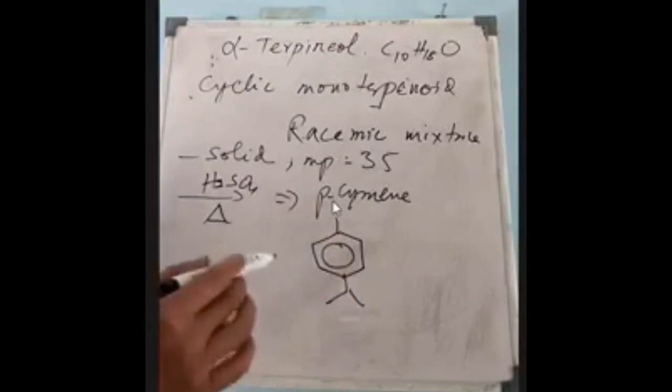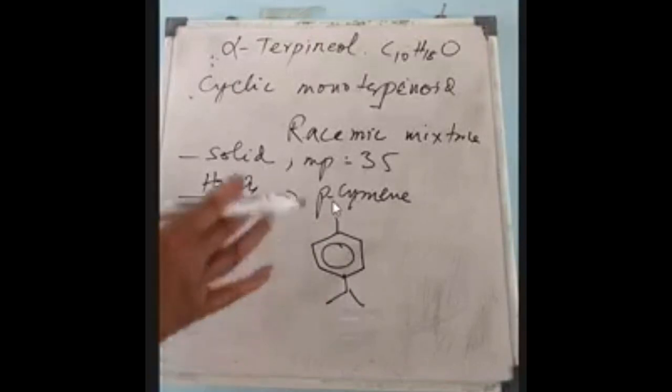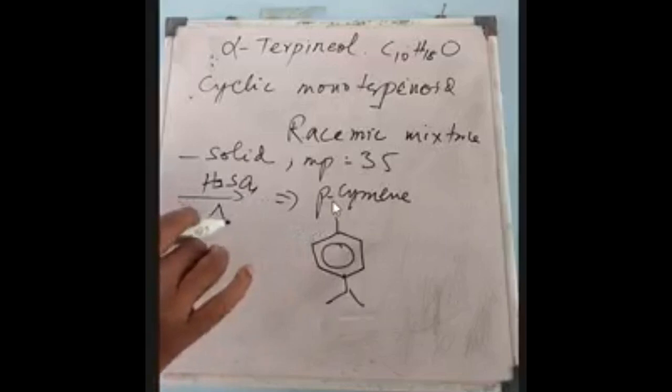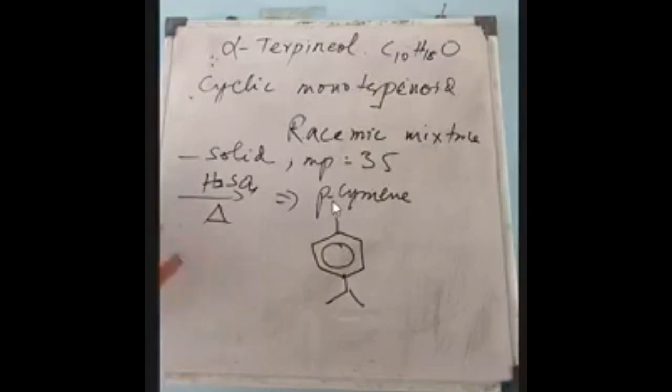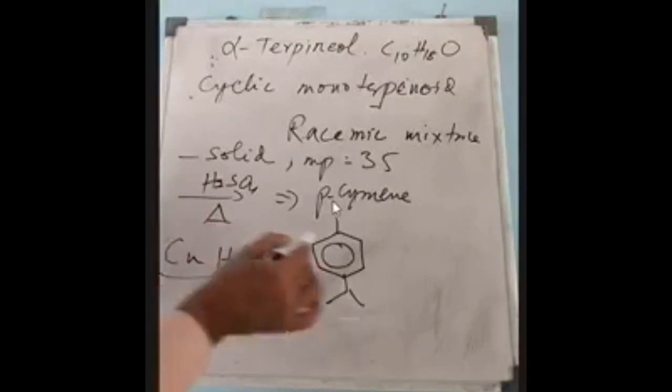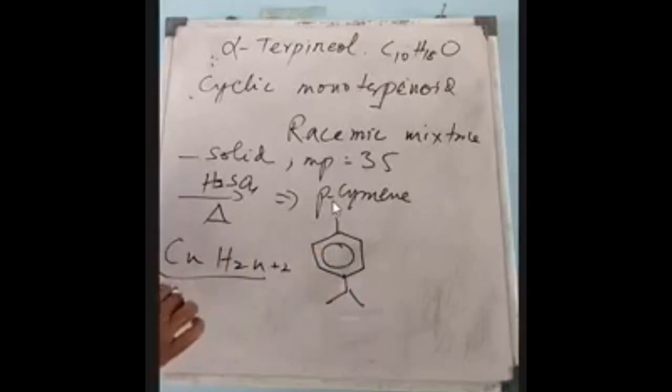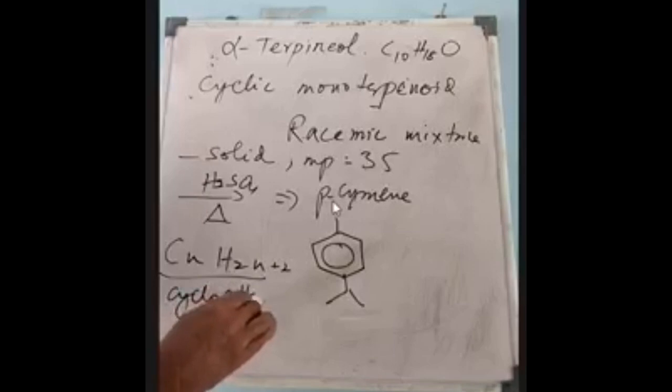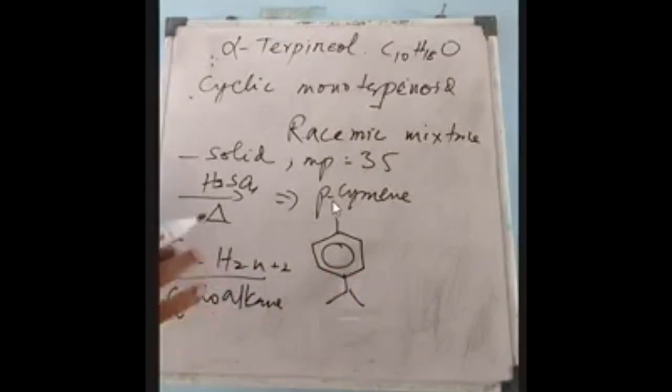Now, when this compound is obtained and we know its molecular weight, the formula CnH2n corresponds to either an open chain alkene or a cyclic compound. If you say plus 2, it will be an alkane. Here we know this compound is cyclic, so it is a cycloalkane. These are also known as monocyclic compounds. So we say alpha terpineol is monocyclic.